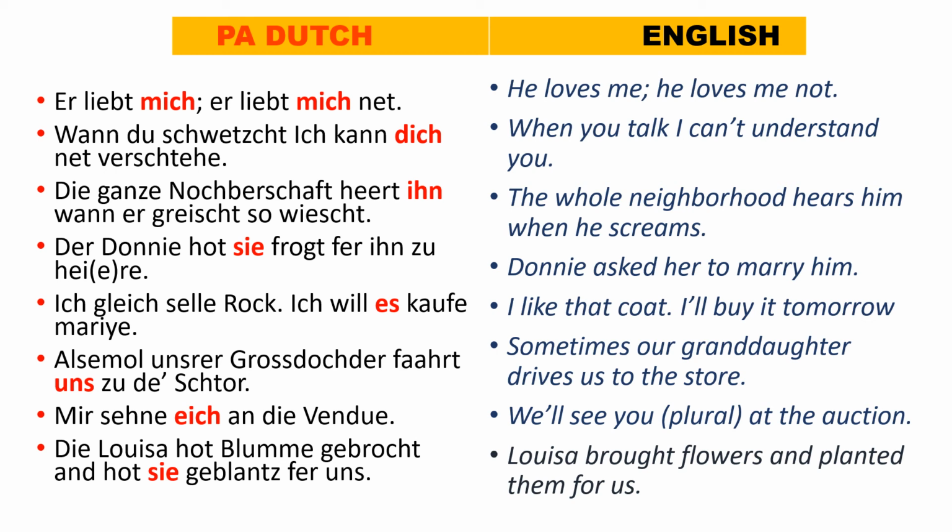Then we're going into the first person plural, talking about us. We receive the action. Also unsere Großtochter fährt uns to the store. Sometimes our granddaughter drives us to the store. She drives us. We're getting the direct action from the verb.